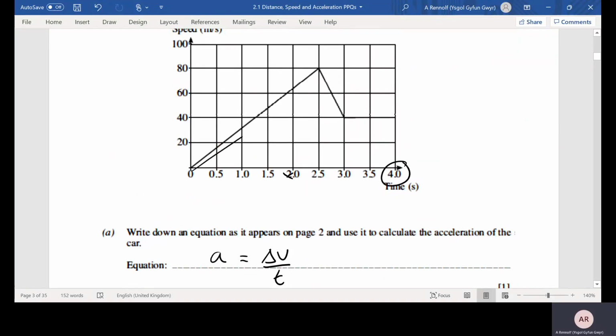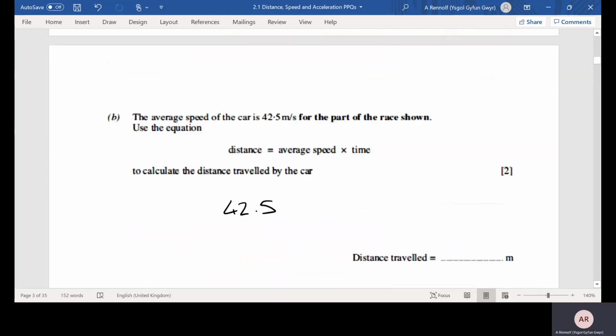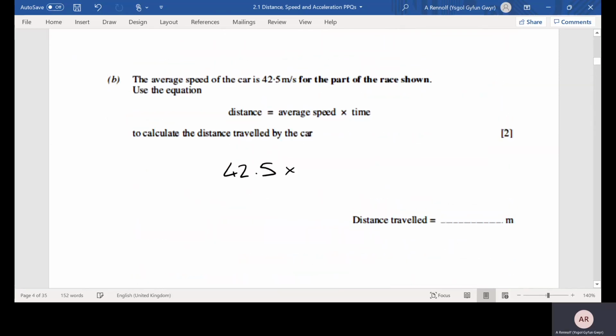Because we go up there, and down, and then across. So the whole journey takes 4 seconds, and so that is the time that we're going to use in this equation, because this question is dealing with the part of the race shown. 42.5 times 4 gives 170 meters as our distance travelled.